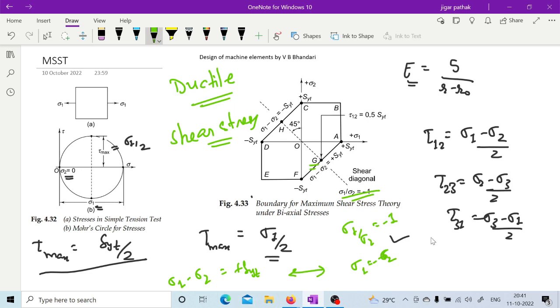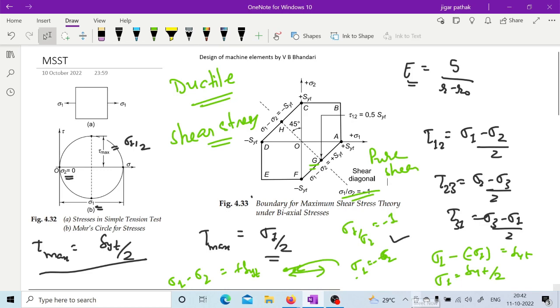If you put sigma 1 is equal to minus sigma 2, which means sigma 2 is equal to minus sigma 1, in this equation, then sigma 1 minus sigma 1 will be equal to SYT. So this sigma 1 equals SYT by 2, right? This is how you will be able to find this point G. That is why the shear diagonal is important, and the shear diagonal is representing the pure shear condition.